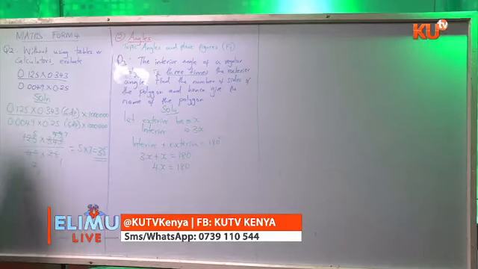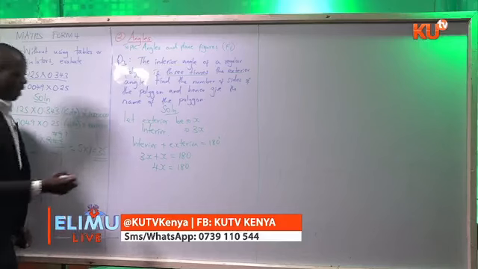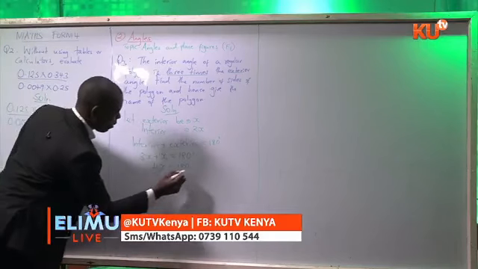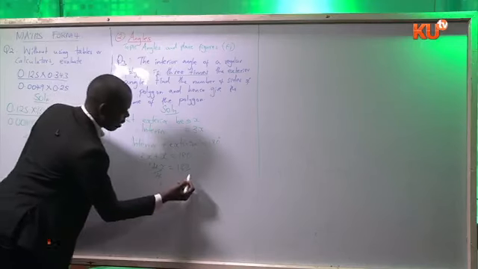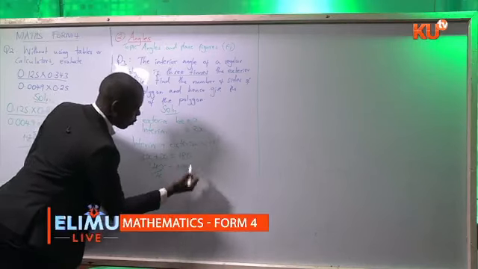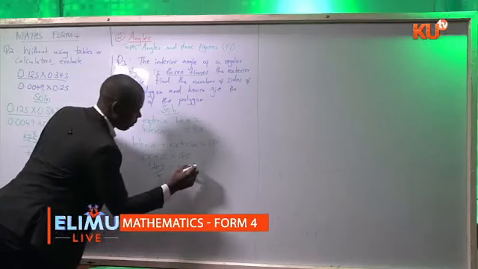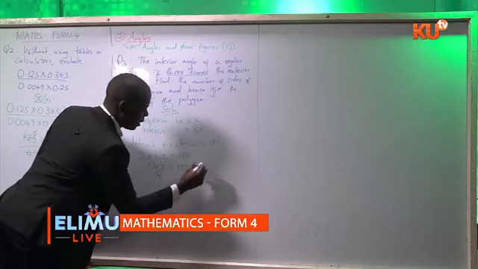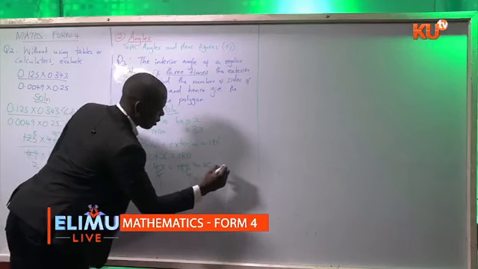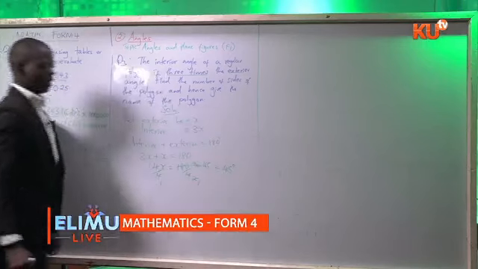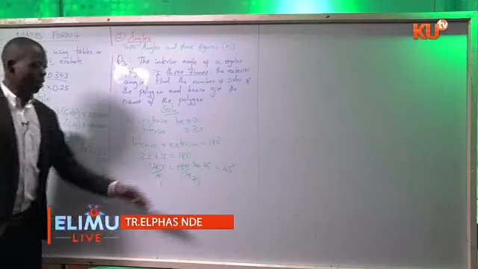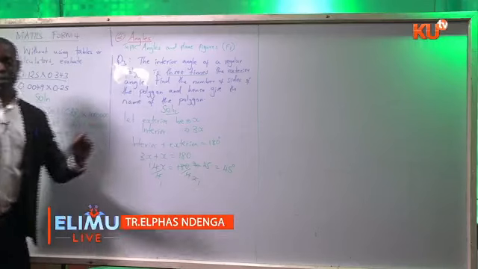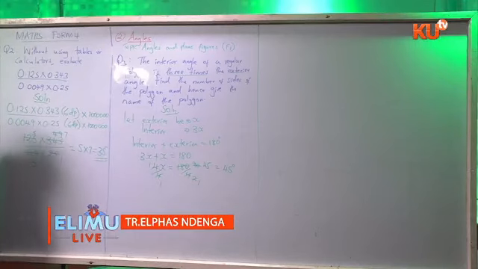And how do we get x? We divide by 4. This cancels out. And so we have 2 into 180, 90. 2 into 90, 45. So it is 45 what? Degrees. Therefore, one exterior angle is 45 degrees.